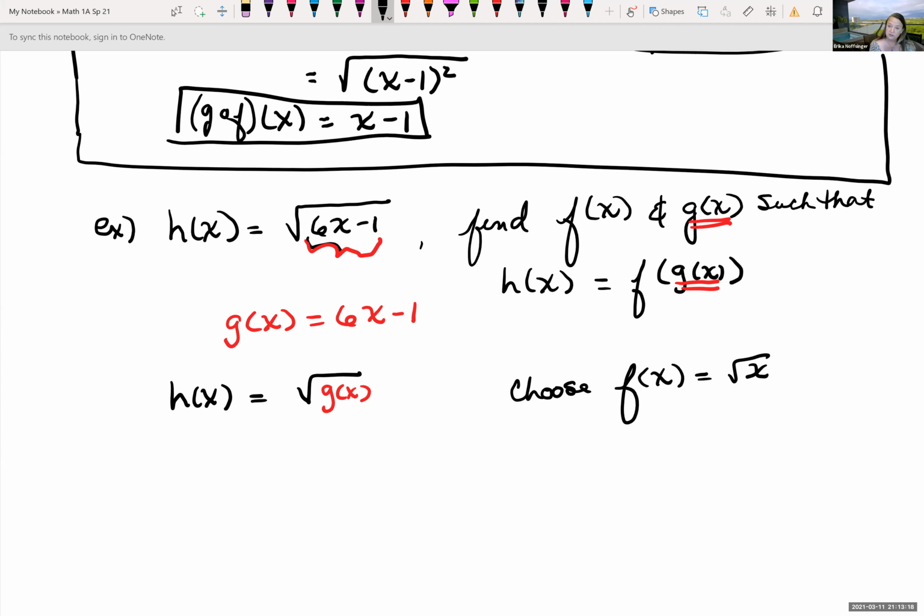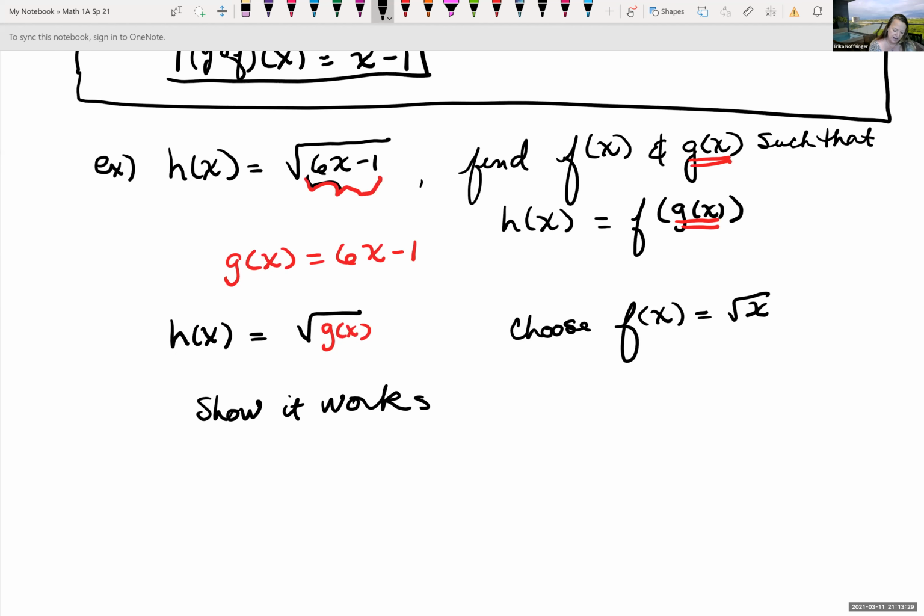And so we can test it and show that it works. Our h of x is equal to the square root, or f of g of x. So this is the same thing as f of g of x, but if I look at my g of x function, g of x was 6x minus 1. So let's rewrite g of x as 6x minus 1 in there instead.